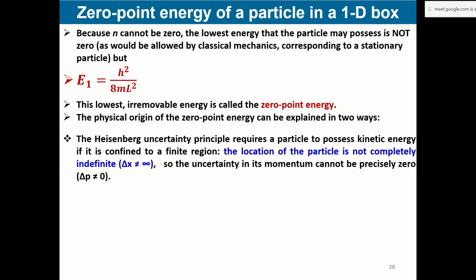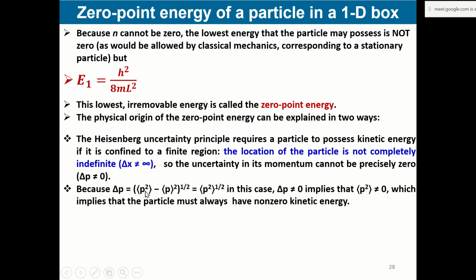So the origin was explained in two ways. One was the Heisenberg principle. The location of the particle is within the length of the box, which is definite, L, and within the box the particle is somewhere there. So the location of the particle is not indefinite. That means the uncertainty in position is not equal to infinity, and that means the momentum cannot be precise. The uncertainty in momentum is not zero.